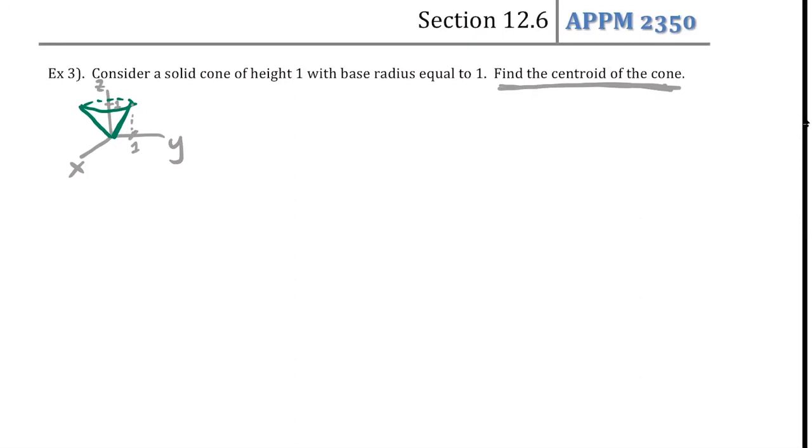Okay, so a reminder, what is a centroid? Centroid is defined as the average x, y, and z location over a region. And so in this case, we're going to do this entire cone and its interior, which we'll call E. And one way we can get to the centroid is by just using the center of mass, assuming that density is constant. So let's let our density be a constant value, and then we can just write the equations for the center of mass.